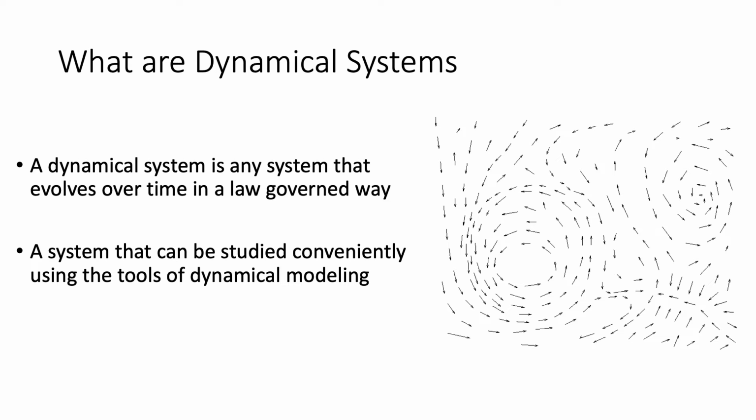With that being said, the first point to defining a dynamical system is that a dynamical system is any system that evolves over time in a law-governed way. This alone isn't really a great definition because a Turing machine, by this definition, would be a dynamical system.